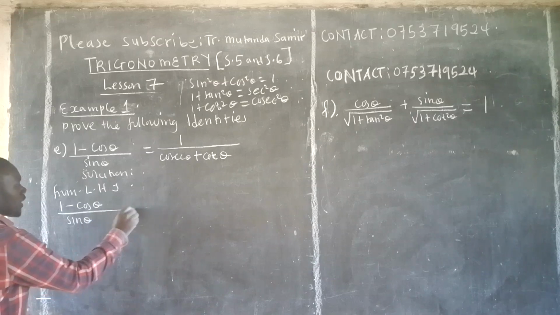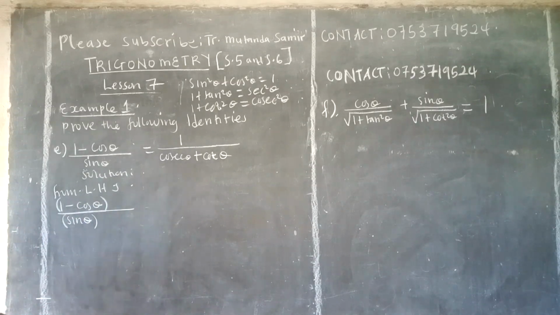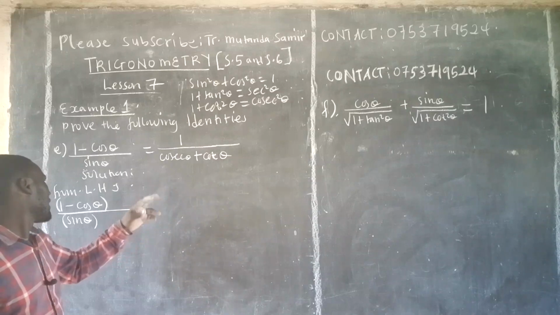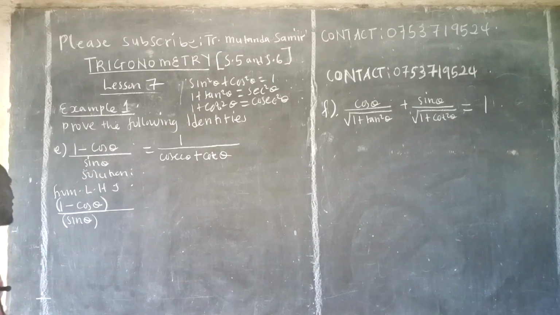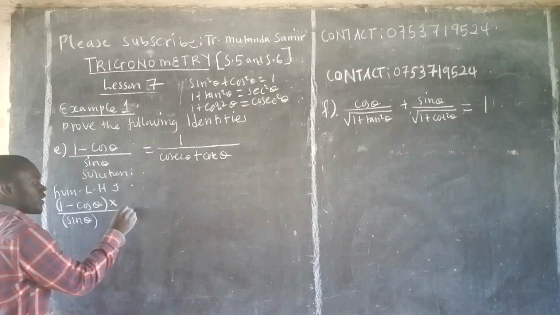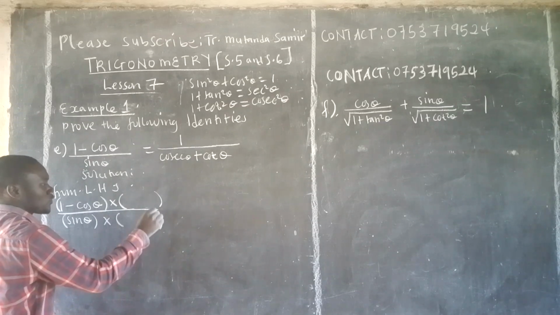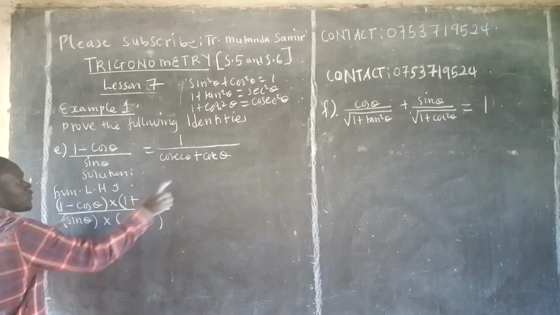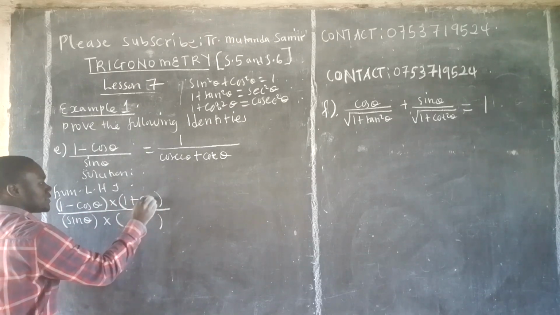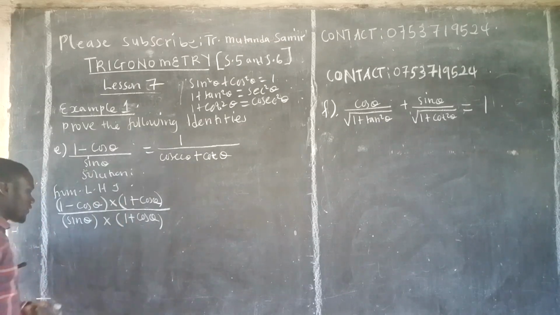Now, what you're going to do here is, look, you realize that the denominator has a plus. So it means that the conjugate that we're going to multiply with here must also be a plus. But of what? Of this one. So it will be 1 plus cos theta, because this one has a plus. That's how the magic moves.